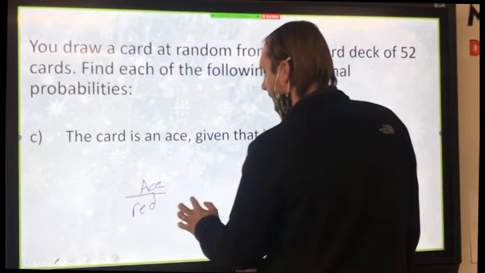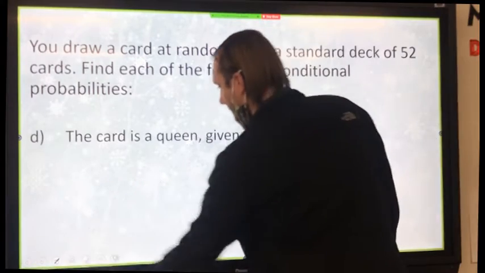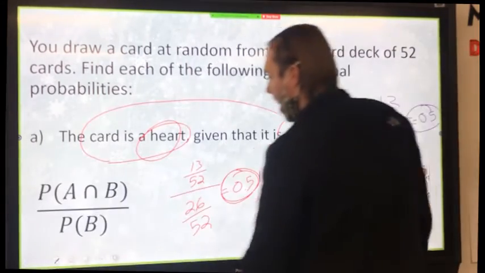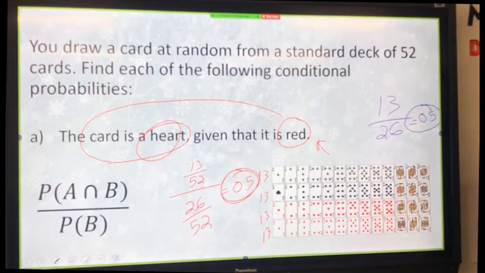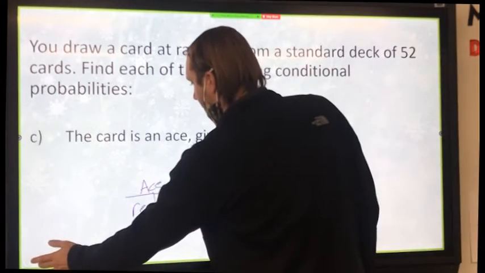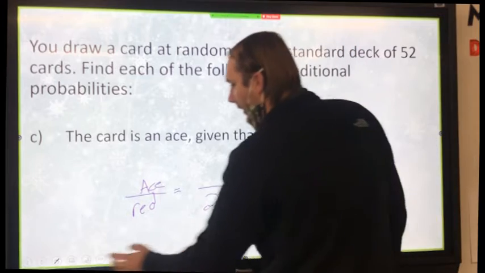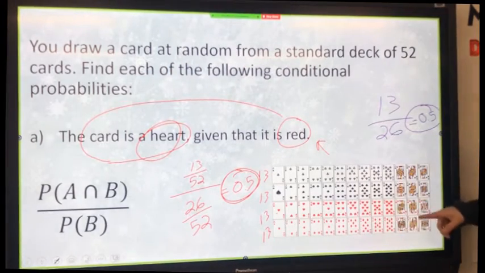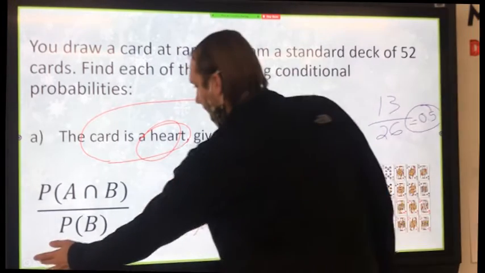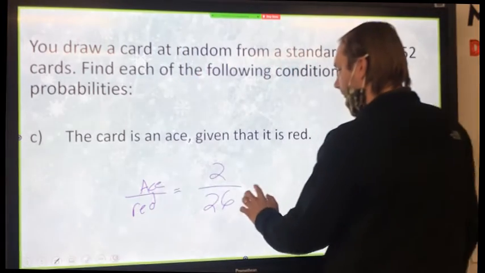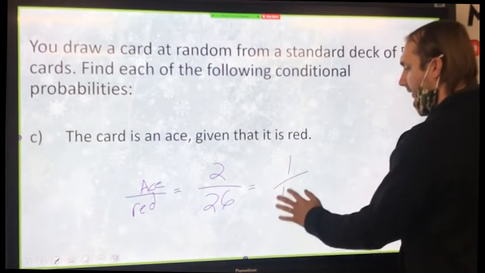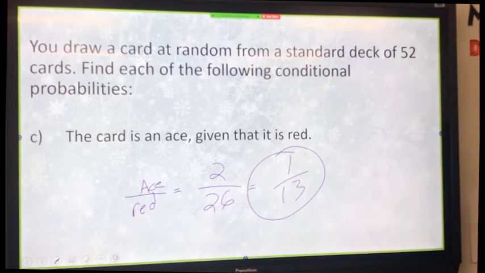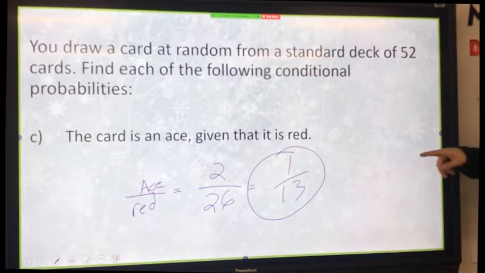So how many reds do I have? 26. Of those reds, how many are aces? 2. So that is a 1 in 13 chance of me telling you I have a red card. What's the chance of that being an ace? A 1 in 13 chance.